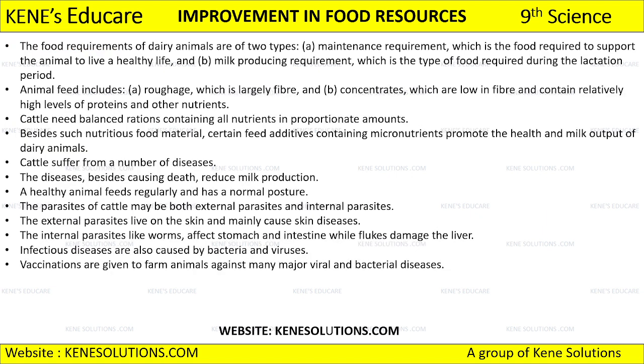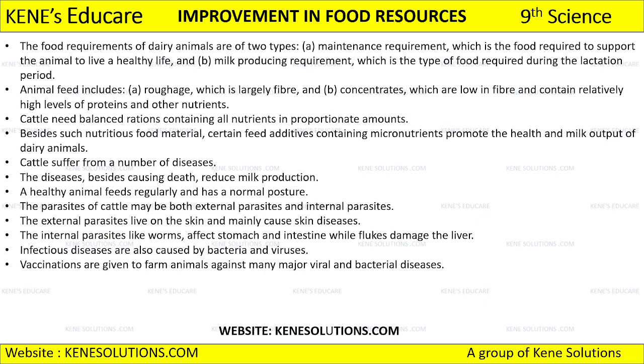After this, we have the food requirements of the dairy animals. That can be of two types. The food requirement can be for maintenance or for milk production. The maintenance requirement for food is to support the animal so that they can have a healthy life. And milk producing requirement is the type of food during the lactation period.